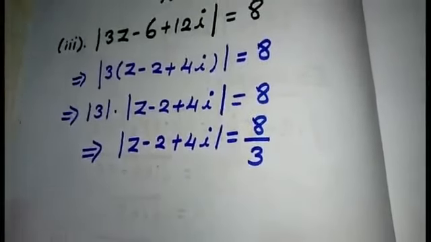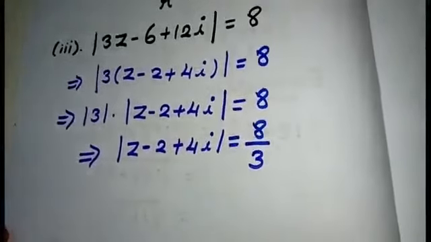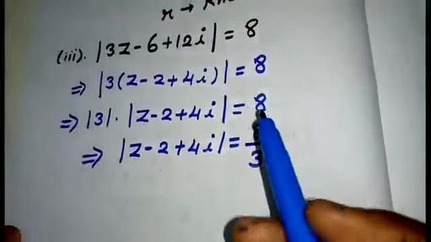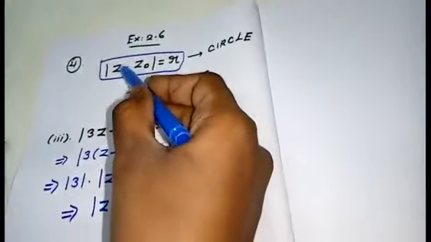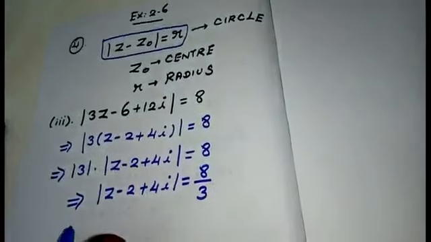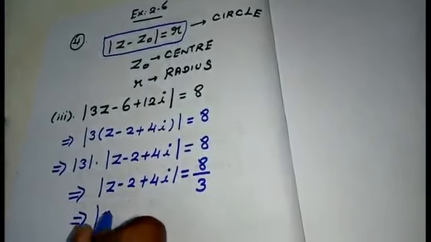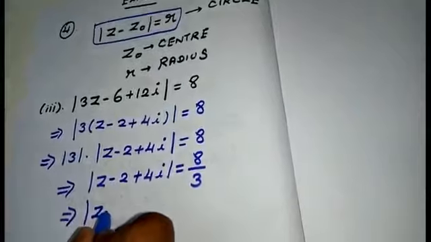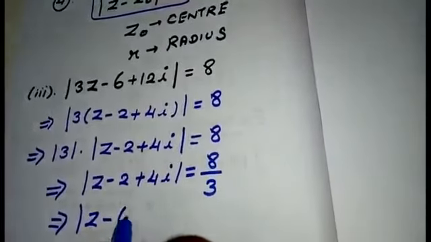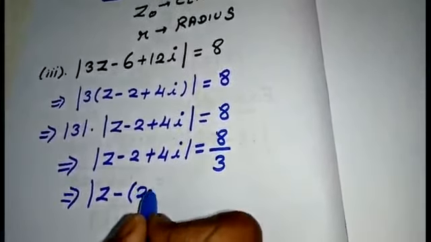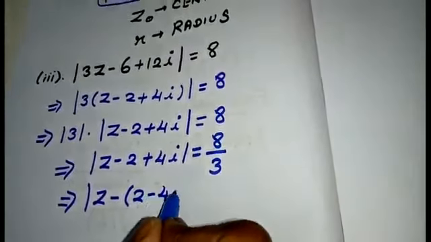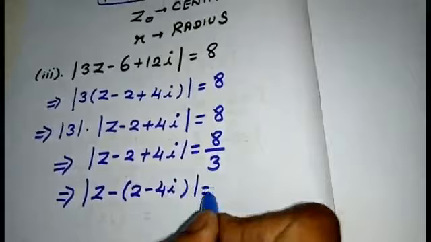Next, if you observe here, you are going to have a negative sign, that is z minus z naught. So in this place I am going to write modulus of z. I am going to take this negative sign outside, which means I will be getting z minus 2 minus 4i equal to 8 by 3.